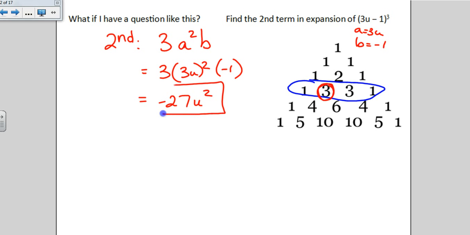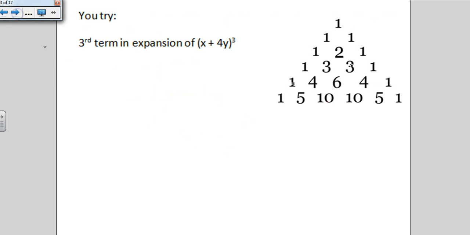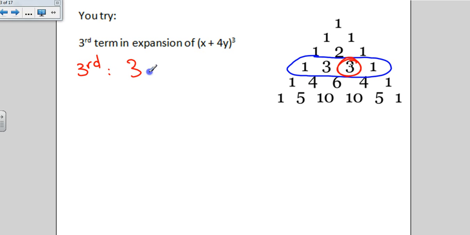So without doing all of the expansion, I just found what they wanted me to find, and I didn't do any extra work. So that's sometimes worth your time. Okay, so let's try this next one. Find the third term in the expansion of that taken to the third power. So since we're on the cubic expansion, we're on this row, and this time they want the third term. Well, remember, the third term for cubic was 3, and then we were supposed to take a times b squared. Well, if we go ahead and do that, our a is the x, and our b is the 4y. So let's go ahead and fill this in.